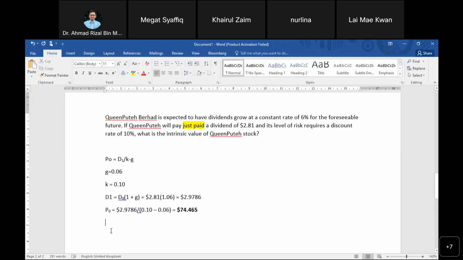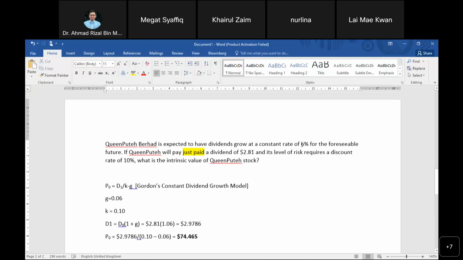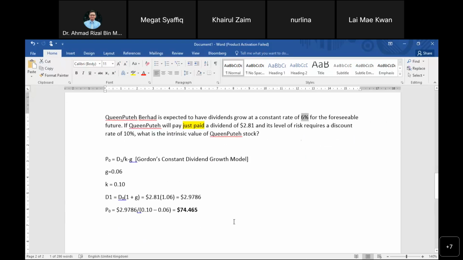This is quite straightforward. What we are applying here is basically the Gordon constant dividend growth model. Key here is the constant dividend growth. The G, the growth rate here, refers to the dividend growth, and the growth is constant. So if, let's say, 6% here, every year the dividend will increase by 6%. Now the dividend amount is not the same.